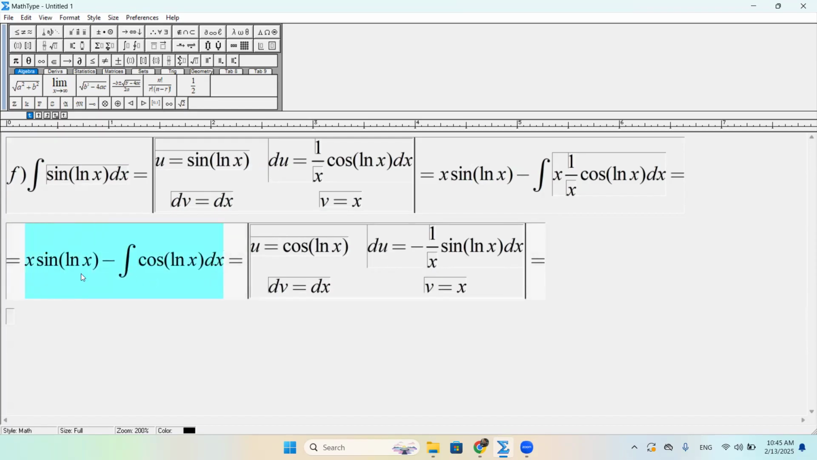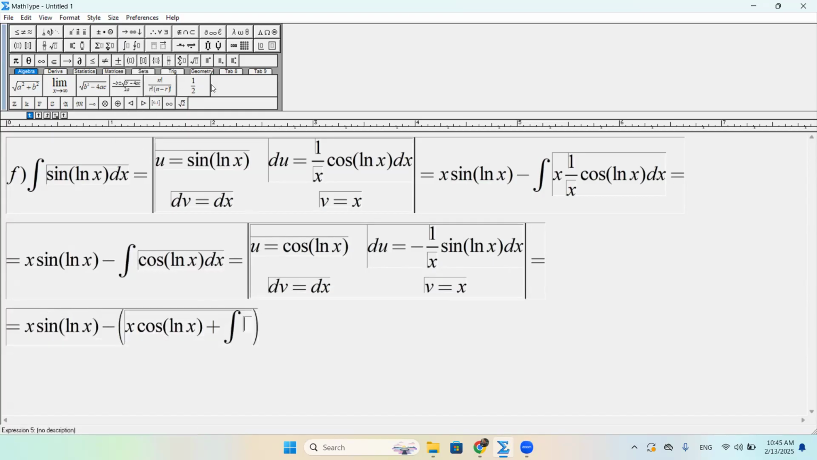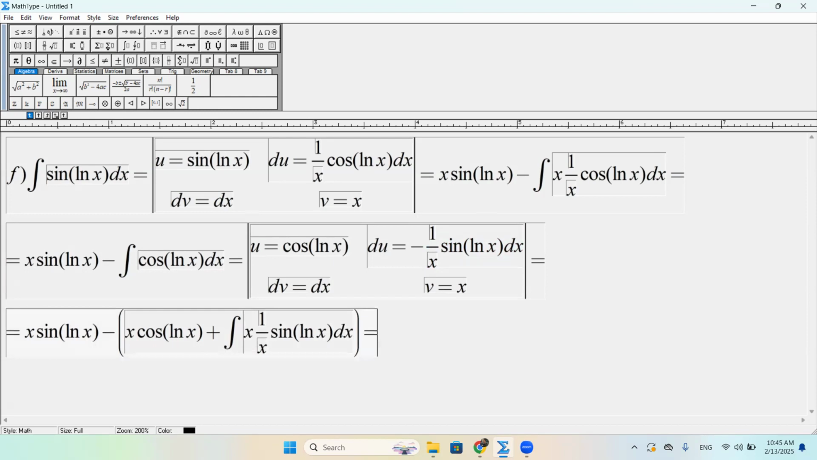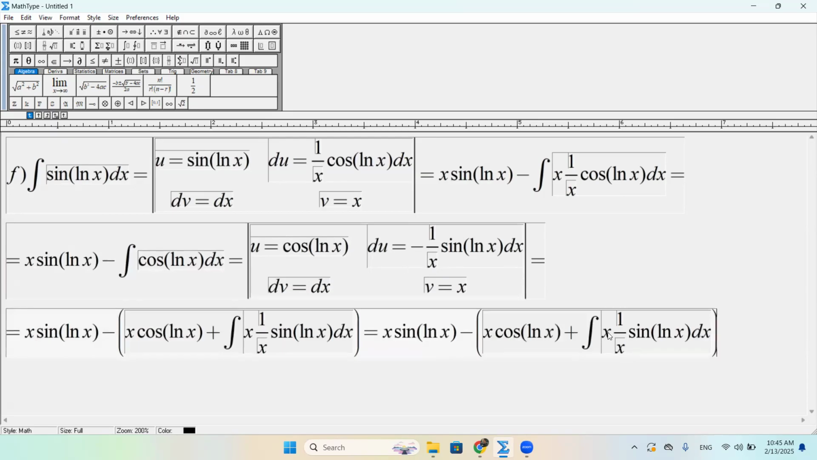Minus, let's open the brackets: x cosine of logarithm x, plus the next integral, x, and again we will receive the initial integral, sine of logarithm x. So you see.